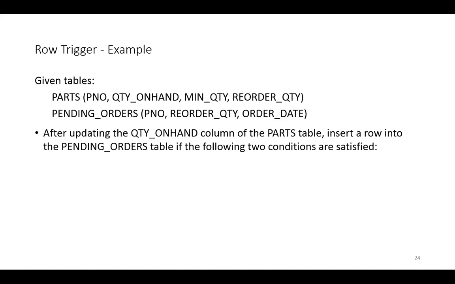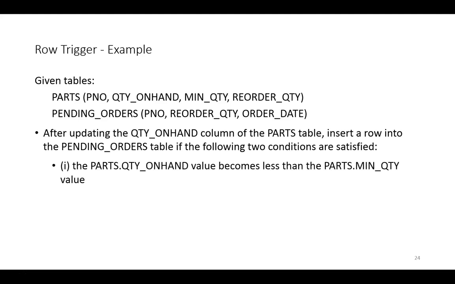Our interest here is to automate the process of inserting a row into pending orders to initiate a reorder of a part for which the quantity has fallen down to our minimum quantity value. So after updating the quantity on hand column of the parts table, our goal will be to automatically have the system insert a row into pending orders, provided these two conditions are satisfied. The quantity on hand value in the parts table is such that it is now less than the minimum quantity. It's time to reorder.